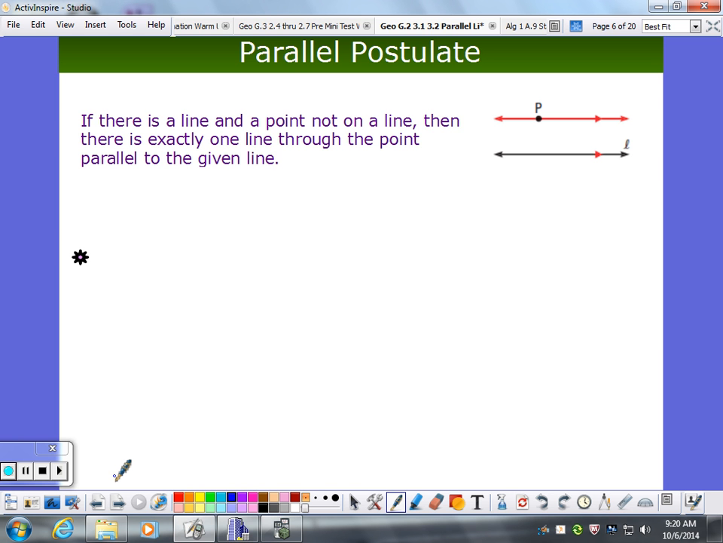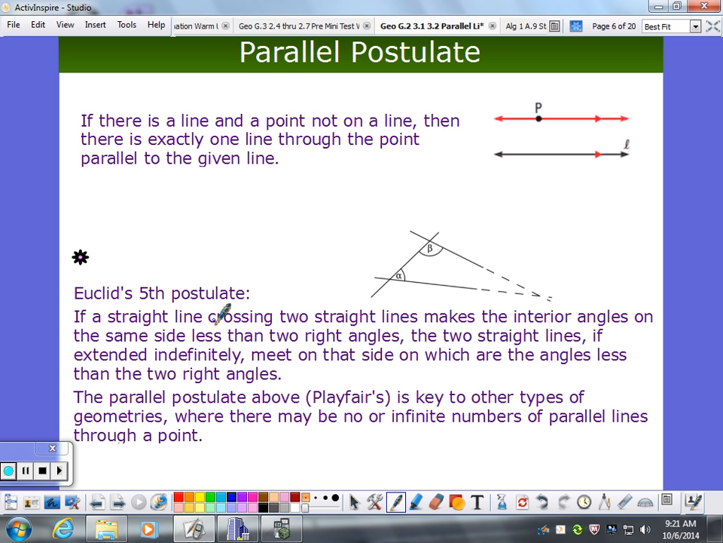If there is a line and a point not on the line, then there is exactly one line through the point parallel to the given line. And that looks kind of obvious. But this version of the parallel postulate comes from Euclid's version. Euclid's fifth postulate was the parallel postulate. Here's what it said. I think it's always interesting to look at what Euclid actually said.